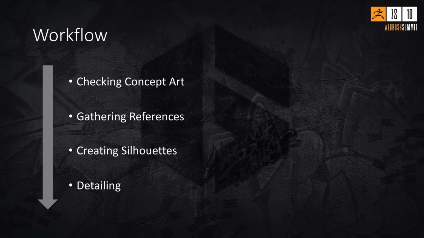So first of all, the workflow. We get the concept art from the designers and collect references, such as the ethnic type, muscle structure and garments, so we can better imagine the character. Then we create a silhouette with ZBrush and start sculpting the details.